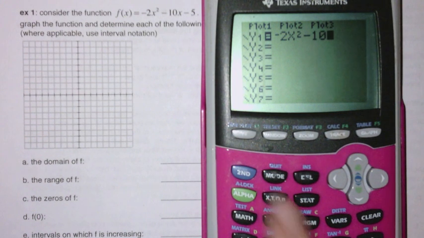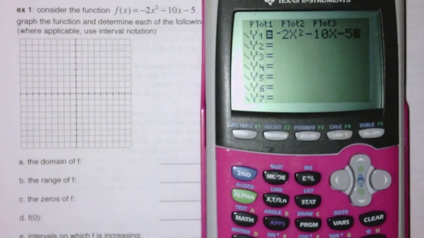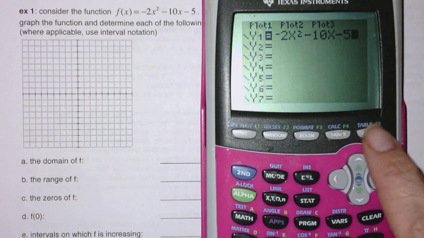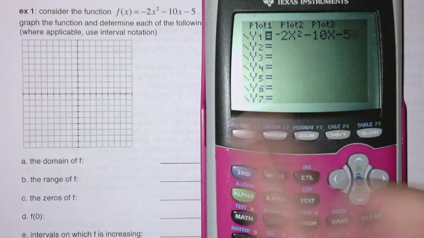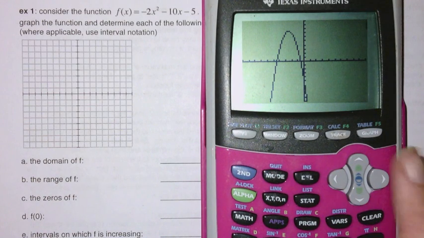Minus 10x minus 5. And then we are going to hit graph. So go ahead and hit graph. That's this button up here. Remember, to plot and to graph, it's all up there. And then what we have is our parabola.